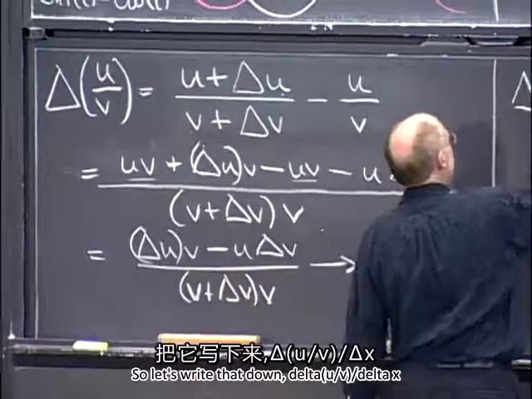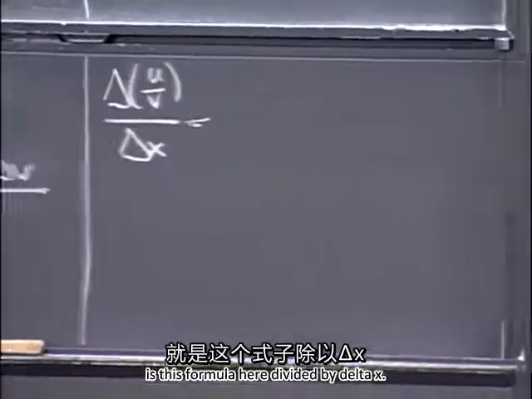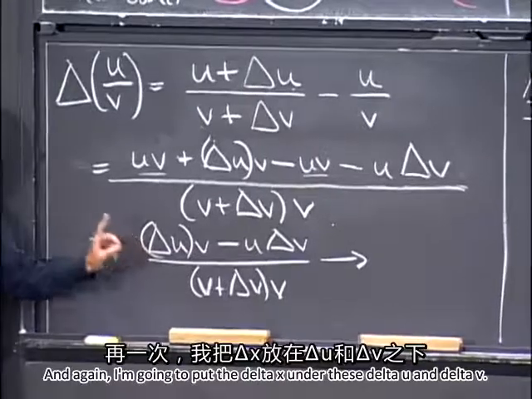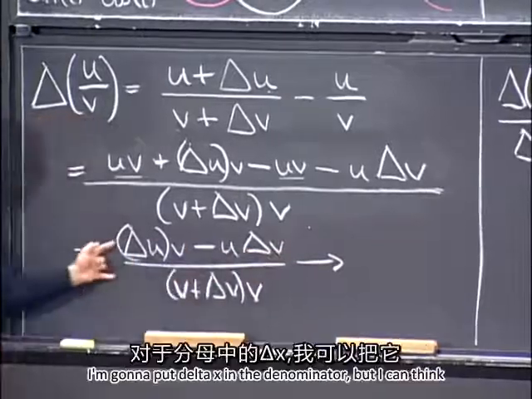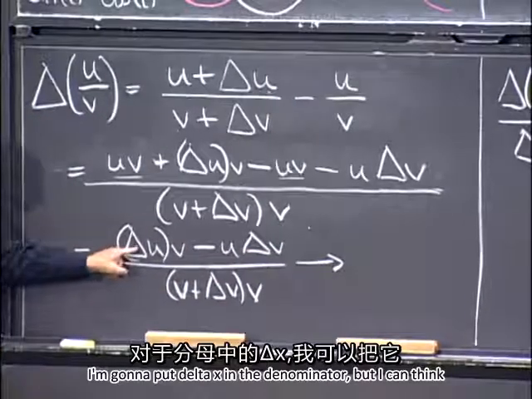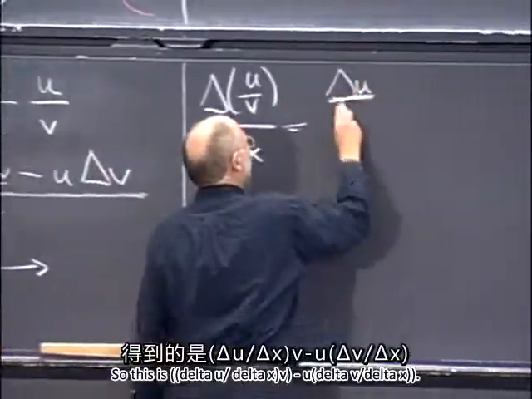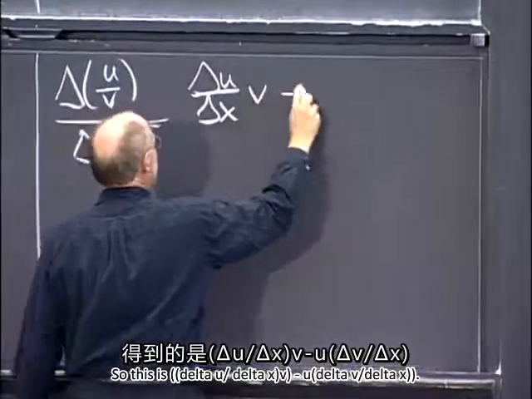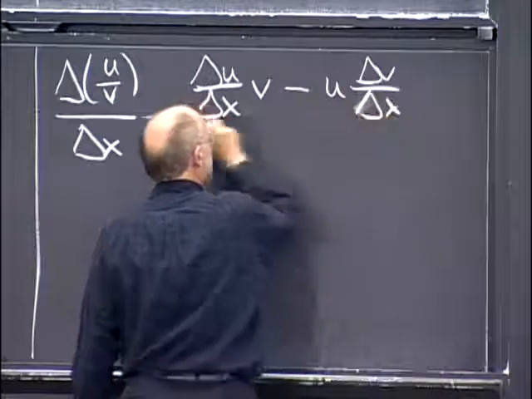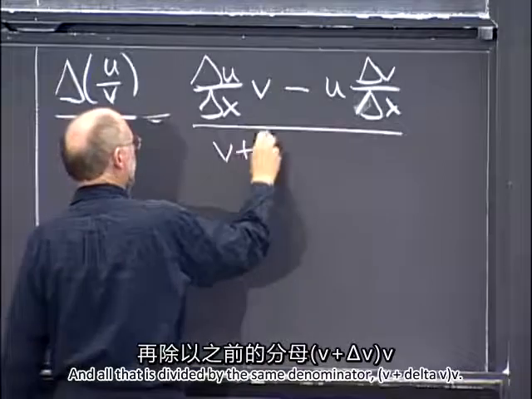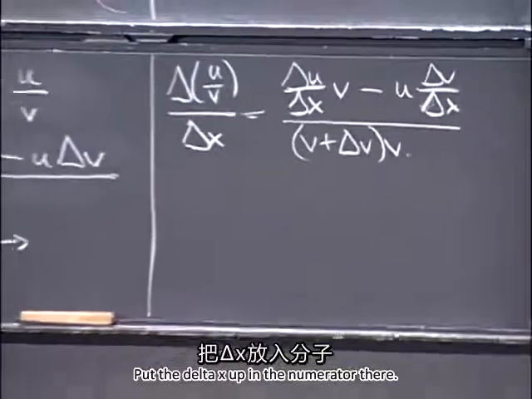Delta of U over V divided by delta x is this formula here divided by delta x. And again, I'm going to put the delta x under these delta U and delta V. I'm going to put delta x in the denominator, but I can think of that as dividing into this factor and this factor. So this is delta U over delta x times V minus U times delta V over delta x, and all that is divided by the same denominator, V plus delta V times V. Right? Put the delta x up in the numerator there.